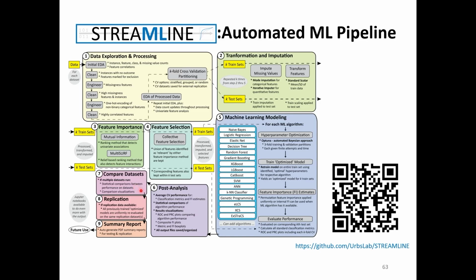If multiple datasets were run at once, STREAMLINE also compares performance across all algorithms and datasets, with visualization and statistics to back them up. Then if the user has further holdout data, STREAMLINE allows the user to easily apply all trained models to that replication data for another round of evaluation. This, for example, allows a user to train a model perhaps in one hospital system and then see how well that model performs in a second, third, or fourth hospital system. And lastly, STREAMLINE generates a PDF summary report highlighting major findings.